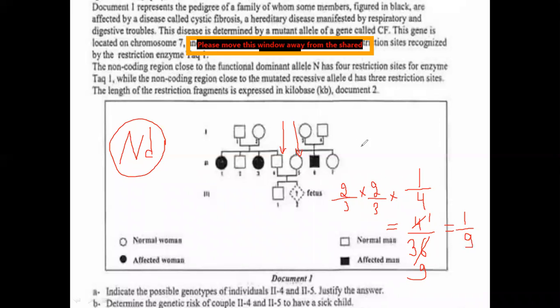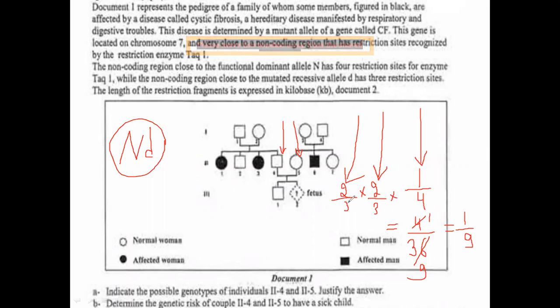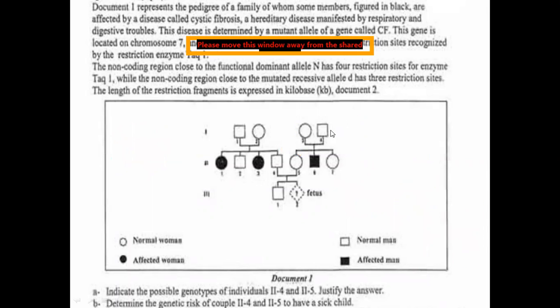From where did I get 2 over 3? It's the probability for the man to be heterozygous, times 2 over 3, the probability for the woman to be heterozygous, times the probability of the fetus to be affected. So it's 2 over 3 times 2 over 3 times 1 over 4. I multiply the numerators, 2 times 2 times 1, so it's 4 over 3 times 3 times 4, which is 9 times 4, it's 36. So the risk is going to be 1 over 9. Here I finished the first two parts.